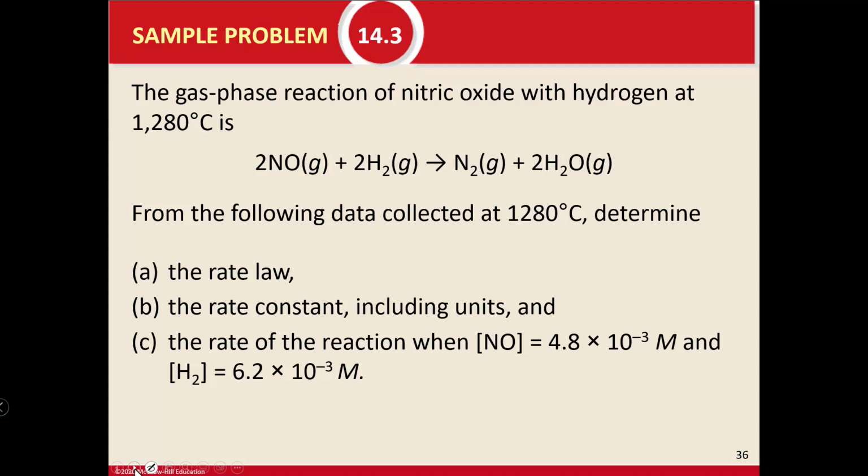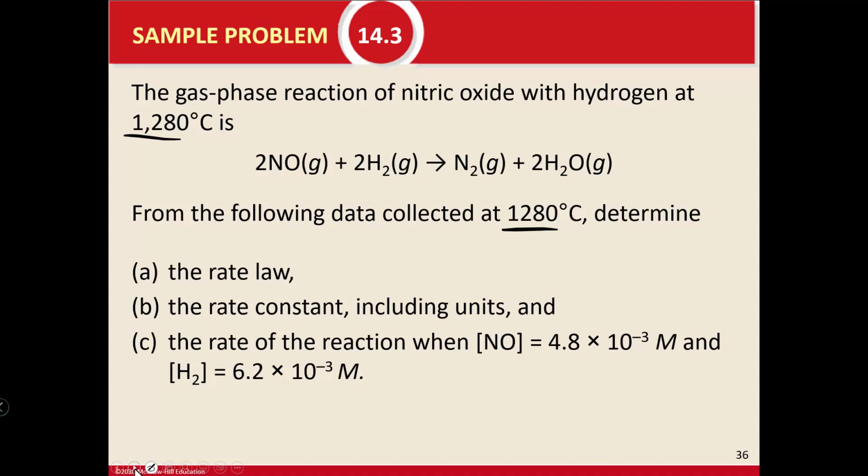All right, so here's your chance. It says the gas phase reaction of nitric oxide with hydrogen at 1,280 degrees Celsius. The reason they put the temperature in there is it has to remain constant through the course of the reaction. From the following data collected at 1,280 degrees Celsius, they're really stressing that the temperature is not changing through the course of the reaction. What they want to know is, what is the rate law?